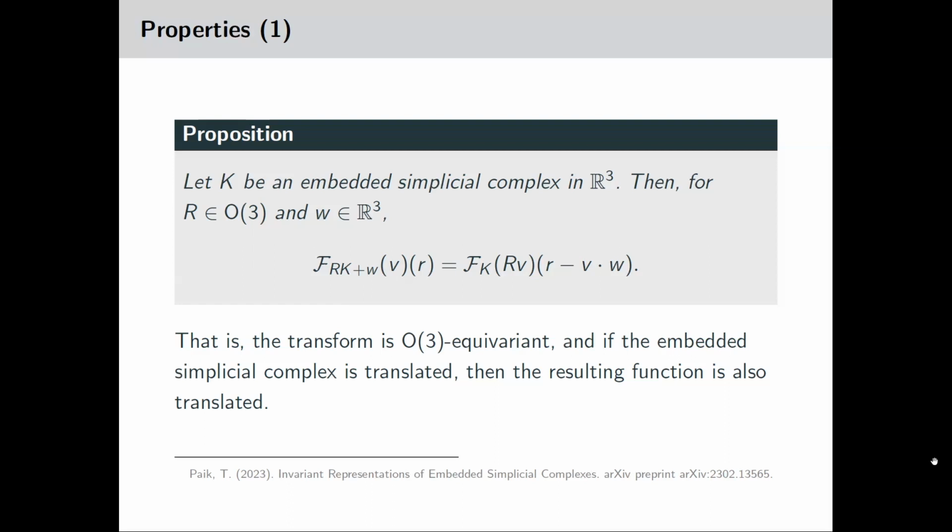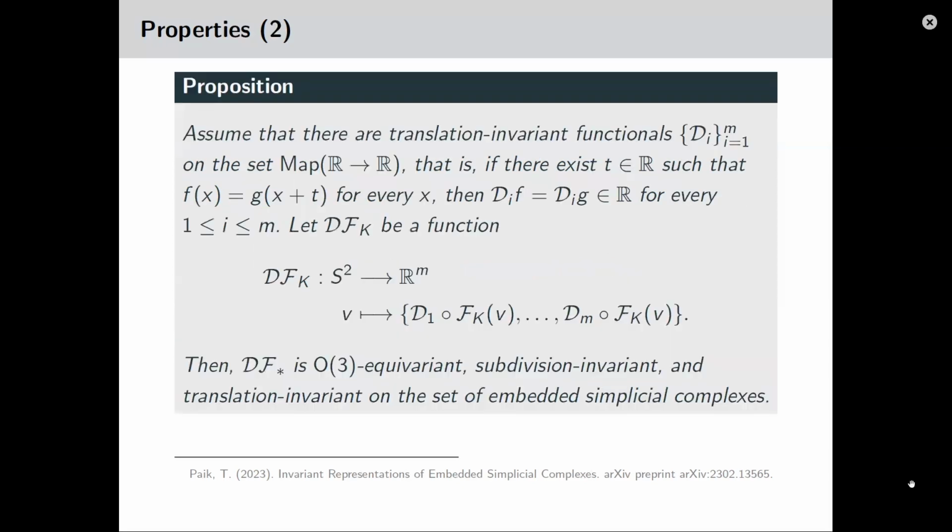So our objective was to get a translation-invariant operator, right? How can we obtain a translation-invariant operator for a simplicial complex? We can achieve this by applying translation-invariant operators to each Euler curve, because we only need to remove this w term in this formula. This w can be thought of as the translation information of a simplicial complex, so we only need to remove this term. And this can be formally stated as the following proposition.